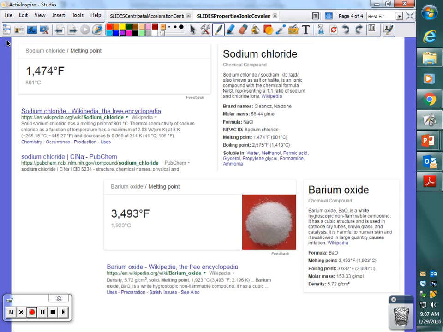Here is the melting point of sodium chloride, 1,474 degrees Fahrenheit. That's pretty hot. It means we had to heat that salt up pretty hot and turn it into a liquid. But if you look at barium oxide, 3,493 degrees Fahrenheit, almost twice as hot. Why?